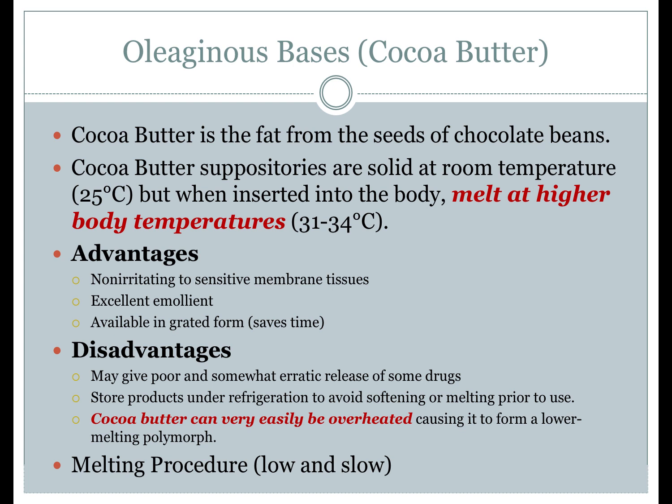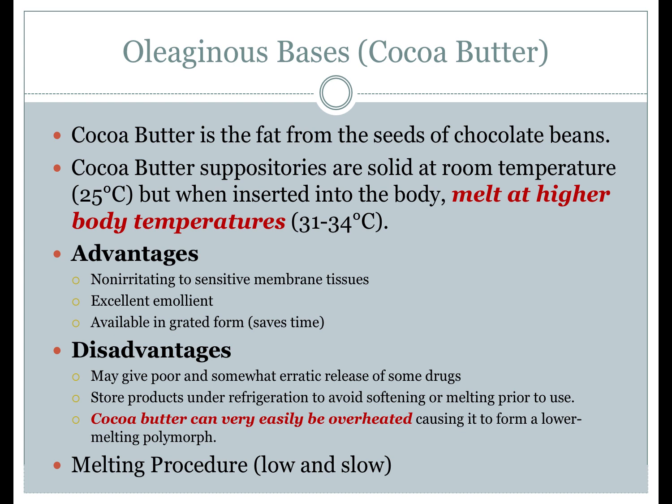Another big disadvantage from a practical compounding perspective is that cocoa butter can be very easily overheated, and when it is overheated, it may solidify as one of the lower melting point polymorphs. Polymorphs are slightly altered forms of cocoa butter that have reduced melting points, as low as 18 degrees Celsius. The presence of polymorphs in a base causes the suppositories to not set up properly as they cool and solidify.